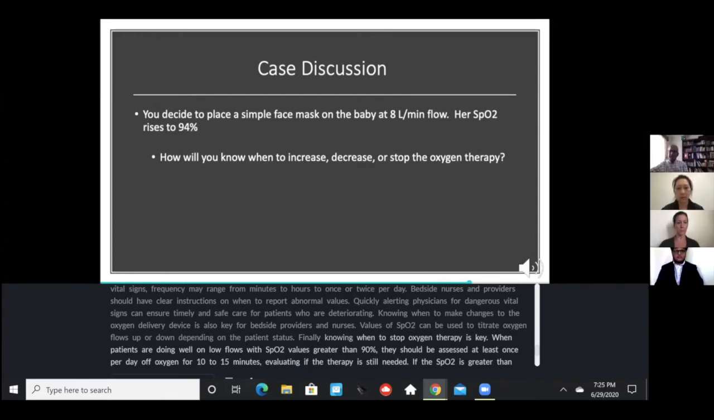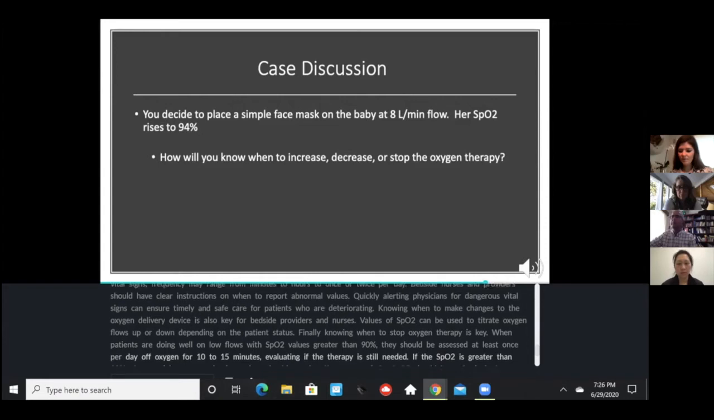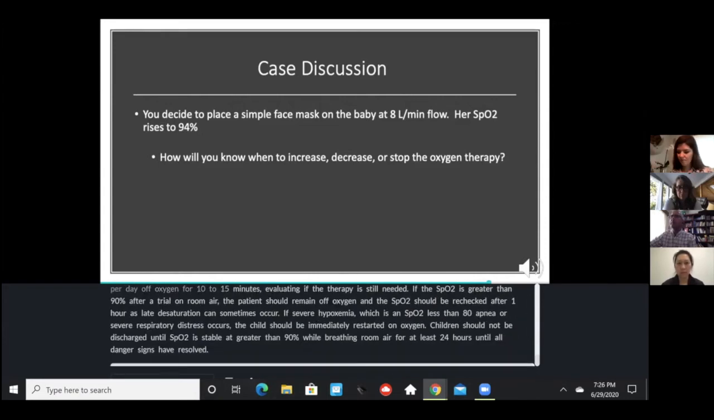Finally, knowing when to stop oxygen therapy is key. When patients are doing well on low flows with SpO2 values greater than 90%, they should be assessed at least once per day off oxygen for 10 to 15 minutes, evaluating if the therapy is still needed. If the SpO2 is greater than 90% after a trial on room air, the patient should remain off oxygen, and the SpO2 should be rechecked after 1 hour, as late desaturation can sometimes occur.